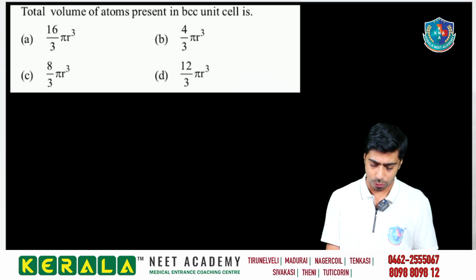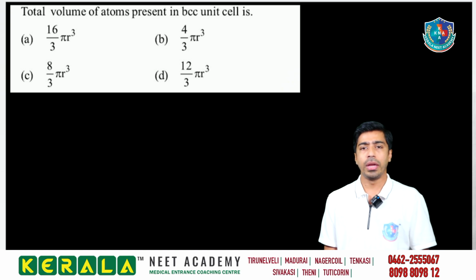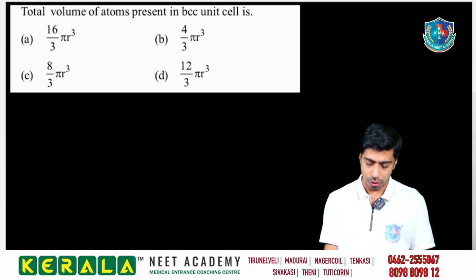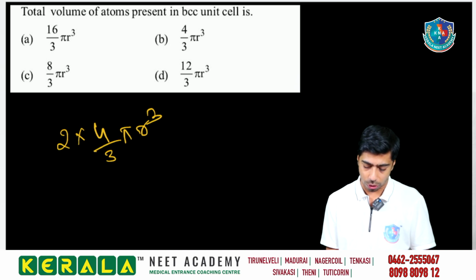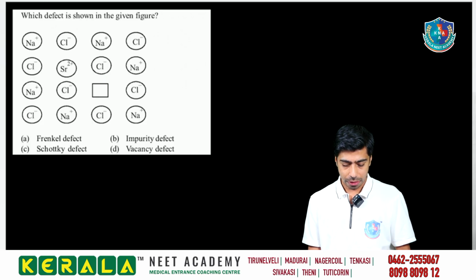It's a very easy question. The volume occupied by one atom will be 4/3 πr³, and in BCC you have two atoms. So the answer will be 2 × 4/3 πr³, which will be the total volume occupied. So 8/3 πr³ will be the answer.